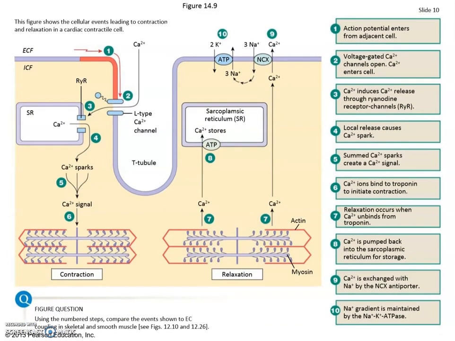Now the calcium will come off of the troponin, and the actin and myosin interaction will stop, the muscle will relax, calcium is being pumped out or back into the stores, and then relaxation comes in.